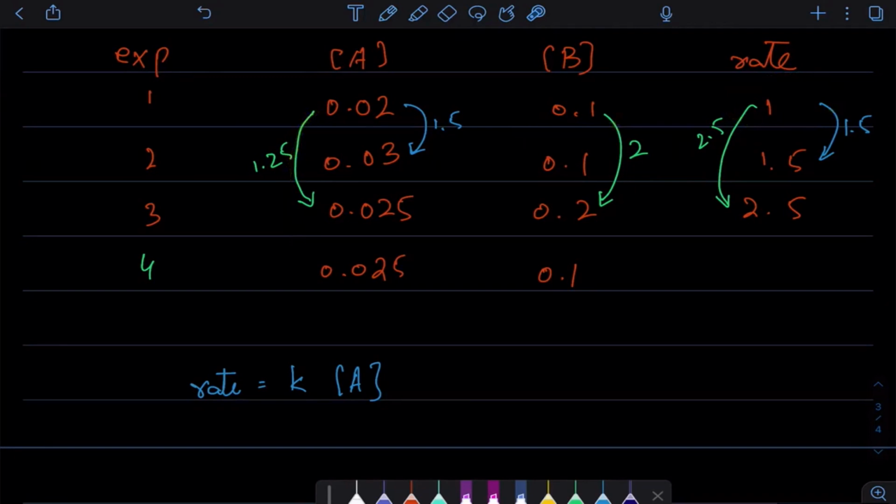What would you expect the rate to be? We already know it's first order, right? So what would you expect? You would expect the rate to be 1.25. Right? Yes. And now you have data to compare. Sir, can you please repeat what you just did?